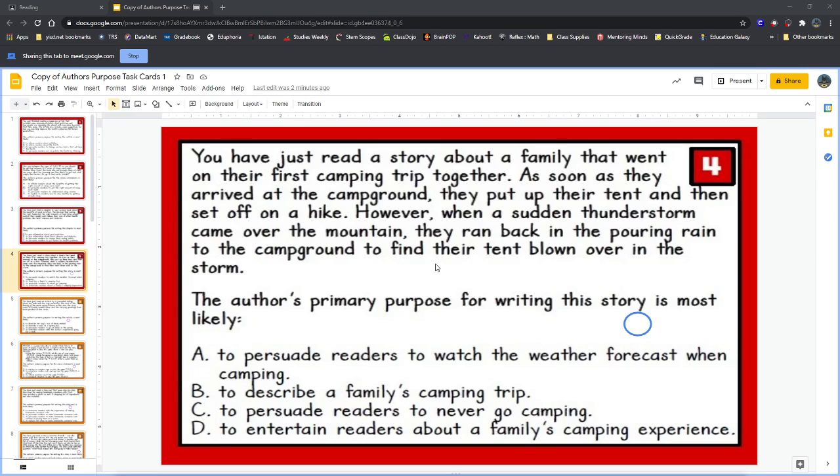Okay, so they went on a hike after they put up their tent. However, when a sudden thunderstorm came over the mountain, they ran back in the pouring rain to the campground to find their tent blown over the storm.